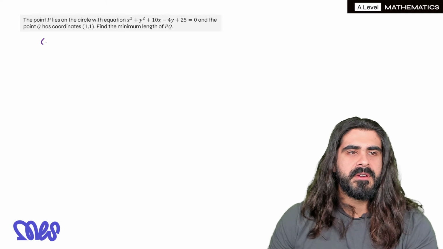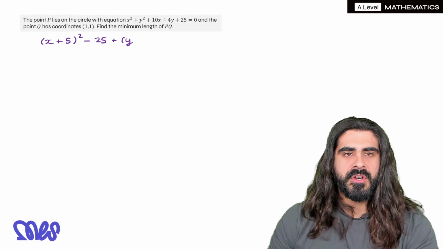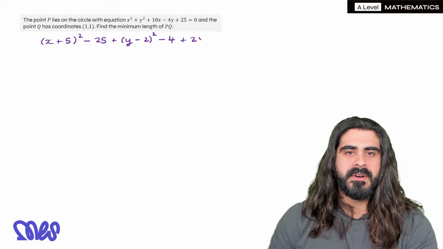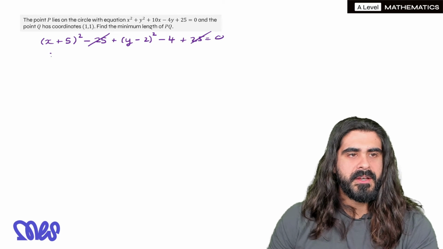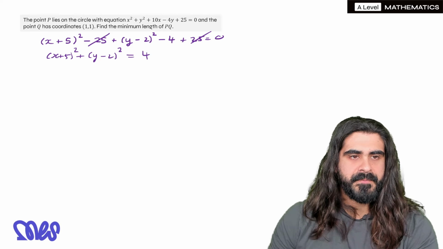So we're going to have x plus half the coefficient of x, which is 5, squared. Subtract this number squared, which is 25, plus bracket y, half the coefficient of y is minus 2, squared. Subtract this number squared, which is 4, plus 25 is 0. The 25s cancel. We have x plus 5 squared plus y minus 2 squared equals 4.